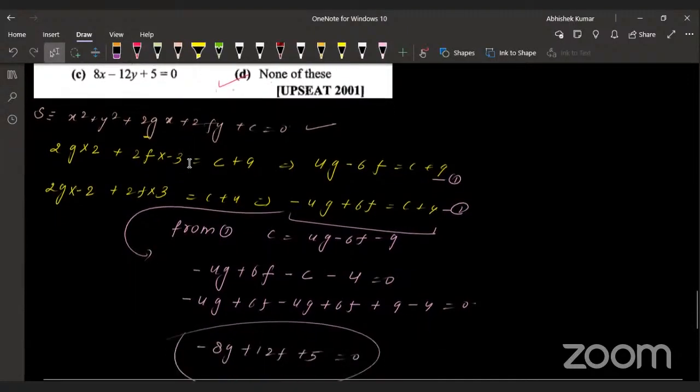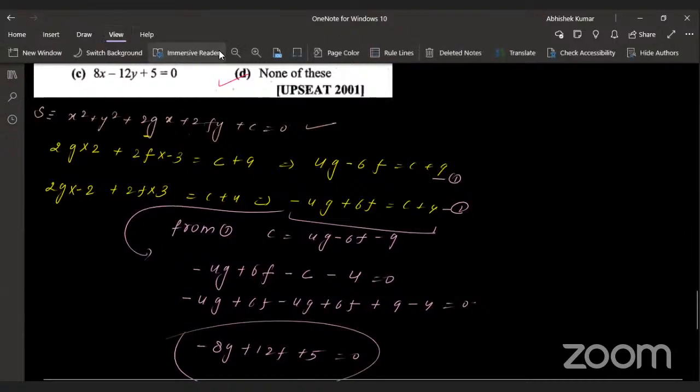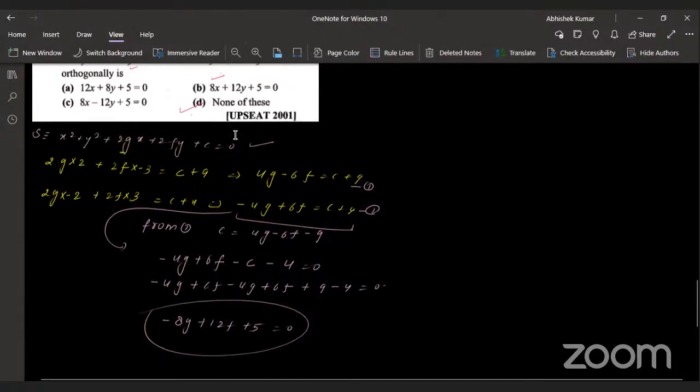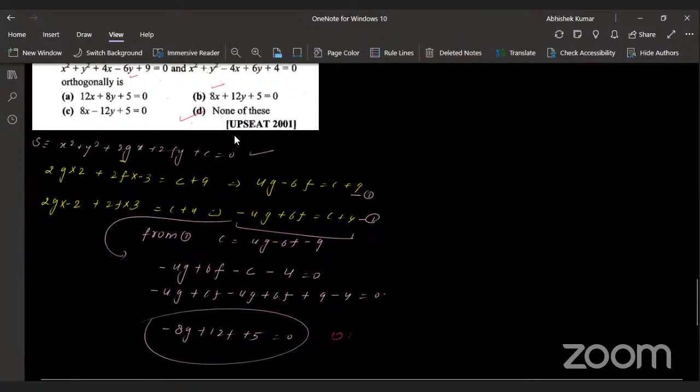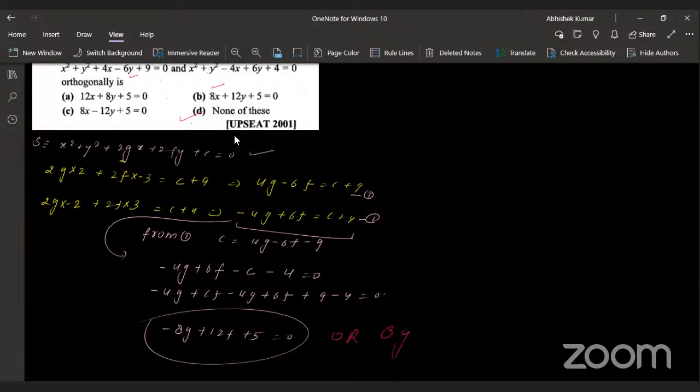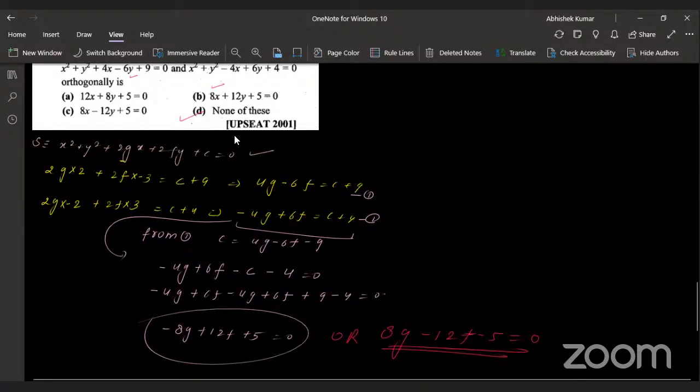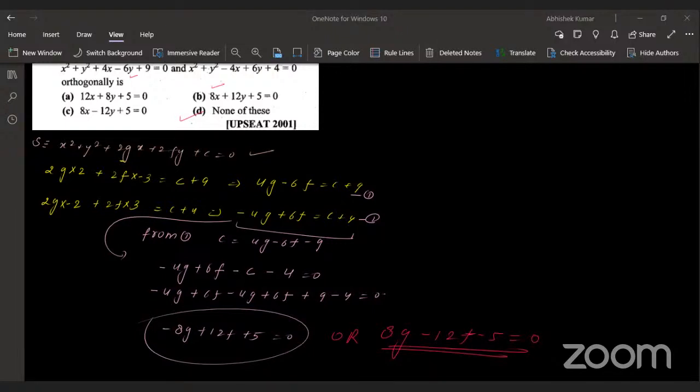Got it or not? Yes or no? If you take negative sign common, it is going to become 8g minus 12f minus 5 is equal to 0. That's it. Okay, sign of other terms will also change. Is this clear to everyone? Right or not? Respond with something. Yes, sir. Okay. All right. I hope you have understood.